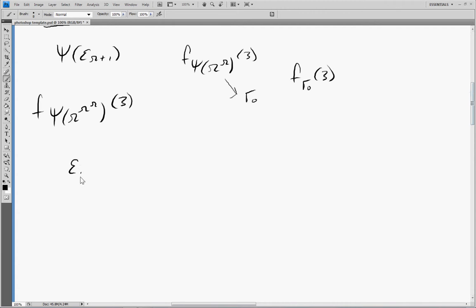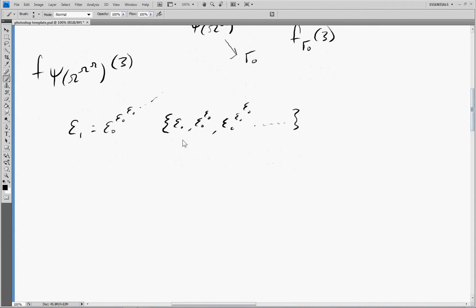Let's say epsilon 1. Now what is epsilon 1? Well, it's an infinite tower of epsilon naughts. And we could also write it as the fundamental sequence epsilon naught, epsilon naught to the epsilon naught, epsilon naught to the epsilon naught to the epsilon naught. Now let's rewrite this in an infinite collapsing function.